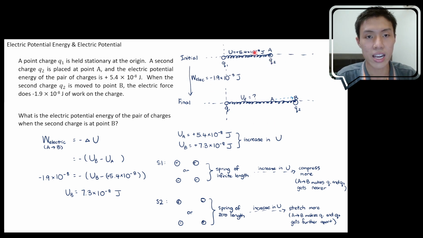which in this case means the diagram is incorrect. If they are like charges, this diagram is incorrect. B is supposed to be nearer to Q1 compared to A.